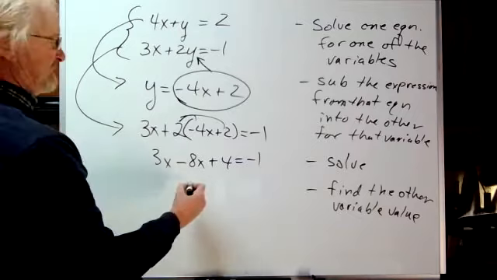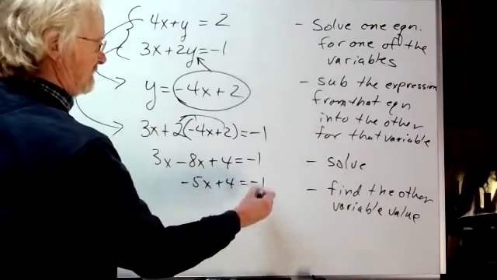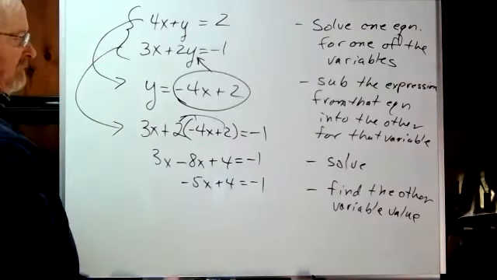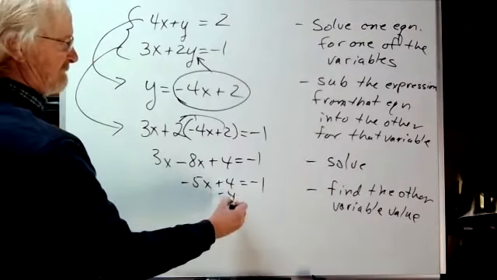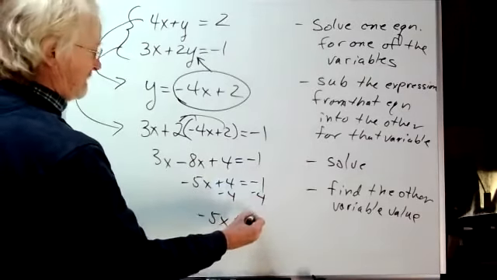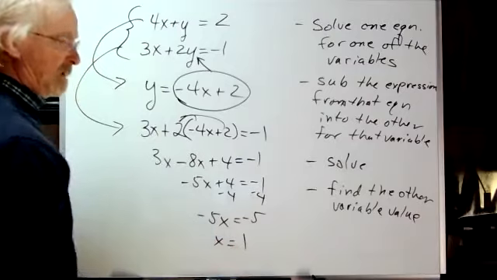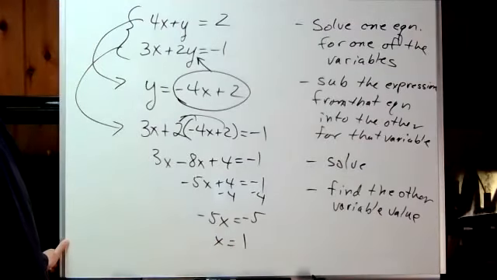Combine my x's, negative 5x plus 4. Subtract the 4 from both sides. Negative 5x is negative 5. Divide by the negative 5, I get x is 1. So I've got half of my solution. Only half. Don't forget the other one.